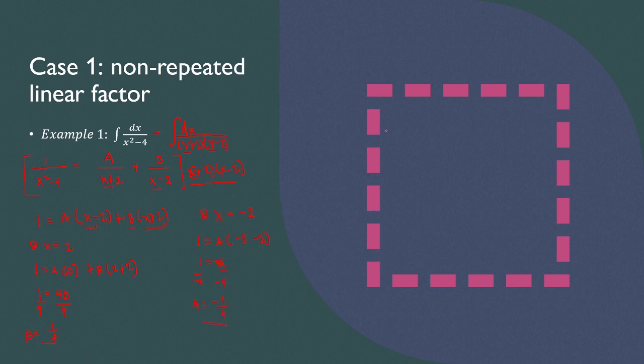Then let's substitute a and b into the original form. So therefore, that's the integral of a, which is negative 1/4 over x plus 2, plus b, which is 1/4 over x minus 2, dx. Alright, if we integrate that, that's negative 1/4 ln of x plus 2, plus 1/4 ln of x minus 2 plus c.